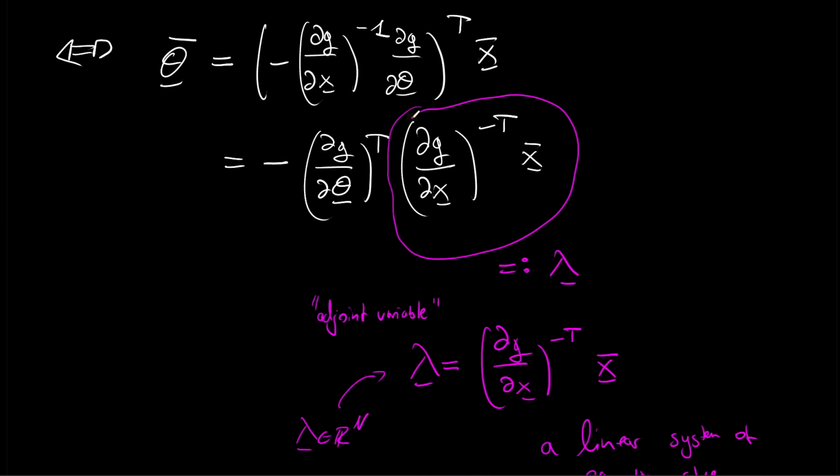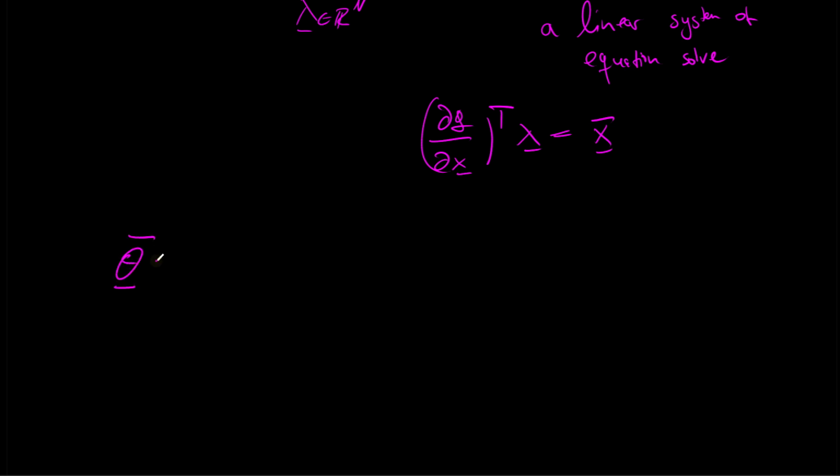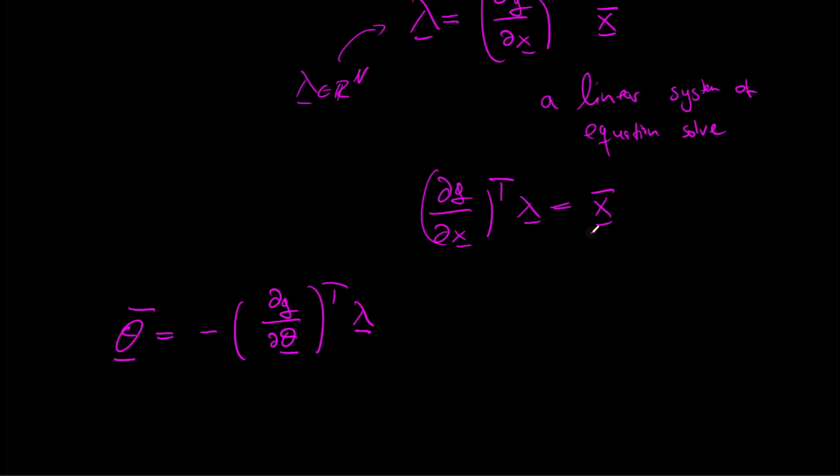Okay, when we have this one replaced with lambda, we see that the propagation from lambda to theta bar, where we finally want to end up, is just the multiplication of dg with respect to theta transpose and then with lambda. So here we will get that theta bar is minus dg with respect to theta in brackets transpose multiplied with the vector lambda. Okay, so this is kind of a two-step process. We'll first take the cotangent, find the lambda by solving a linear system, and then use the lambda to propagate it to the cotangent on the input.